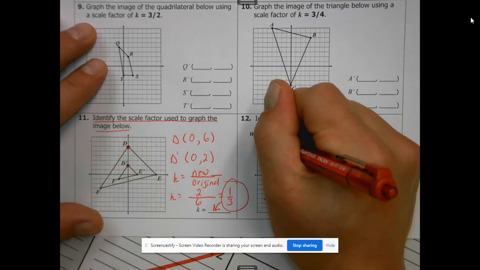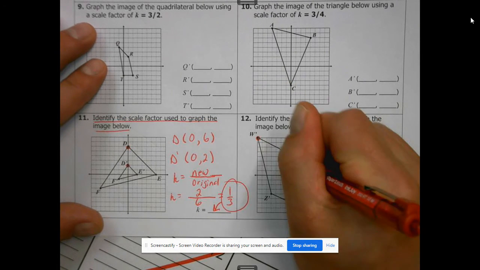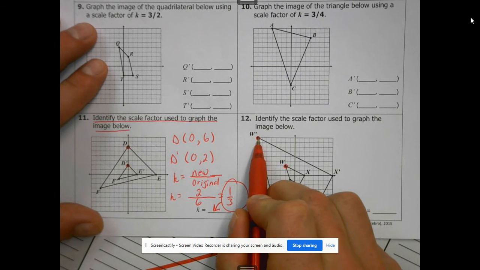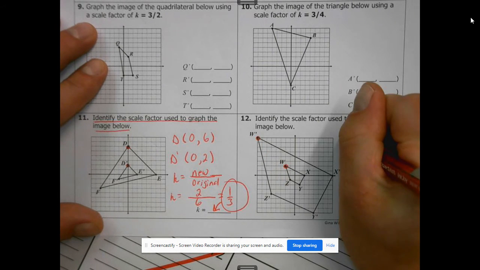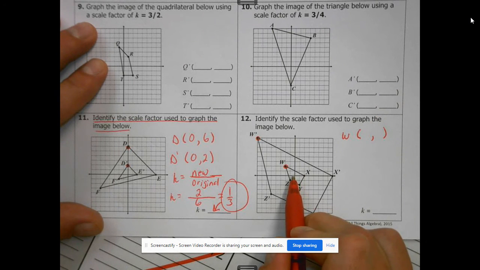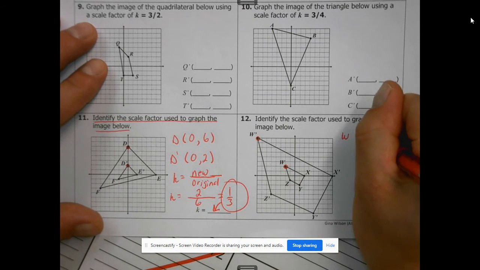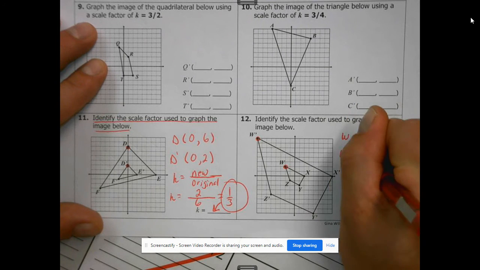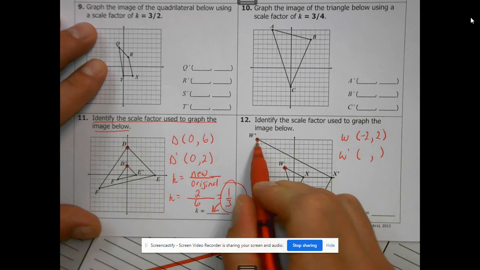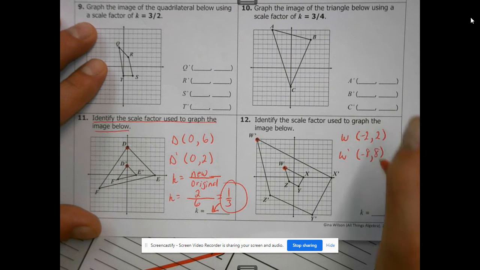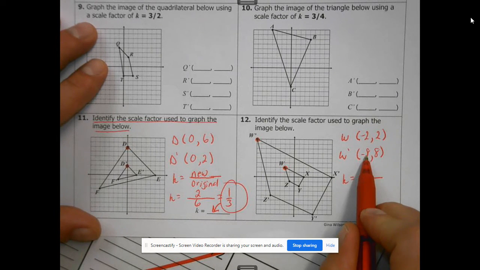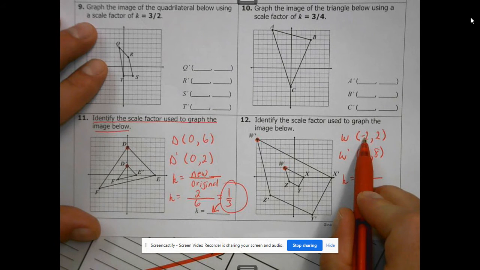Let's work with the point W. So remember, W is a pre-image, W prime is the image. Locate where both those points are. W is back 2, up 2. And W prime is back 8, up 8. New points divide by old points.